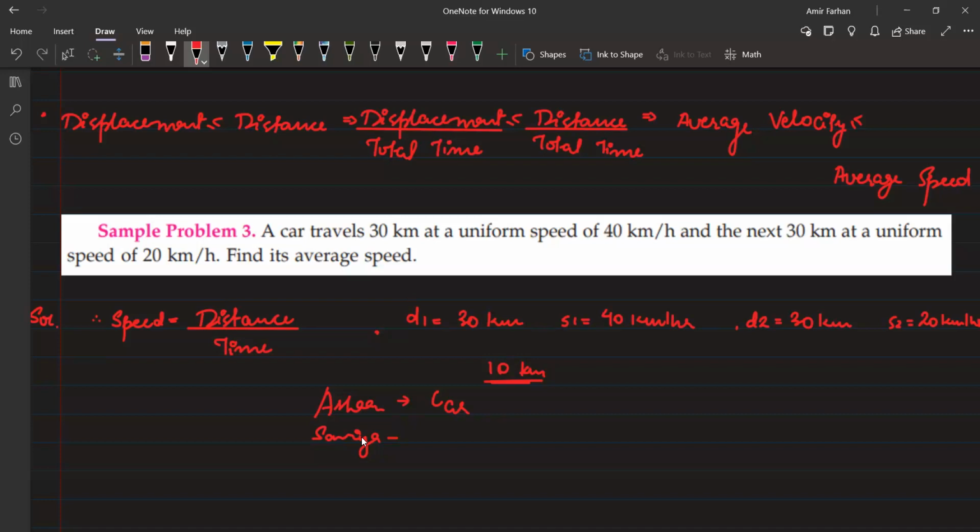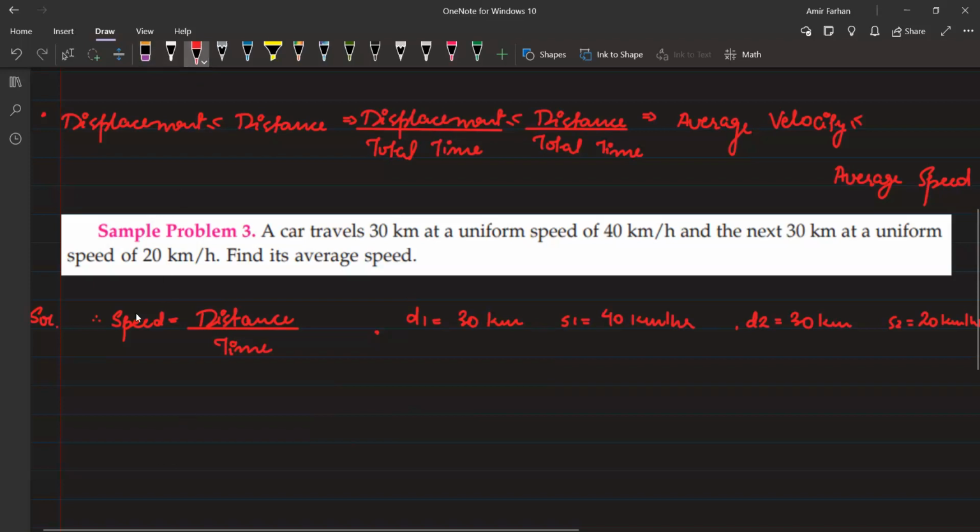So you can see this thing. Distance is same, but Arhan is going by car and Samia is going by walk. So both speeds are different, so it will take different time because speeds are different.